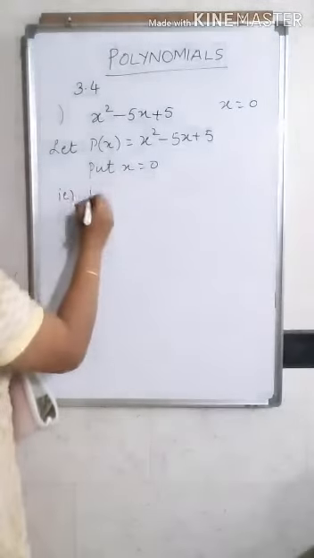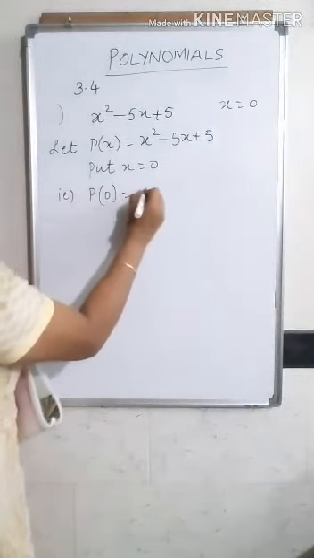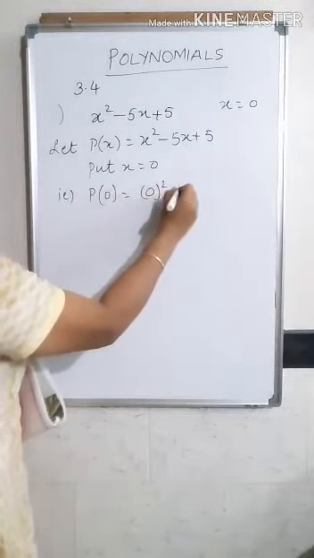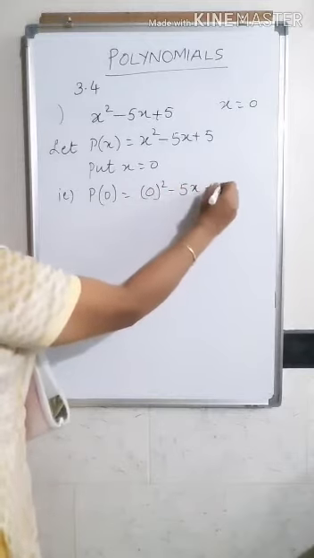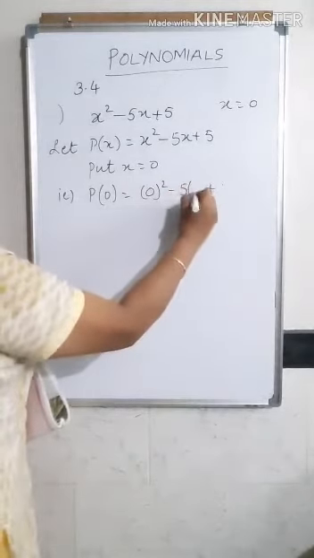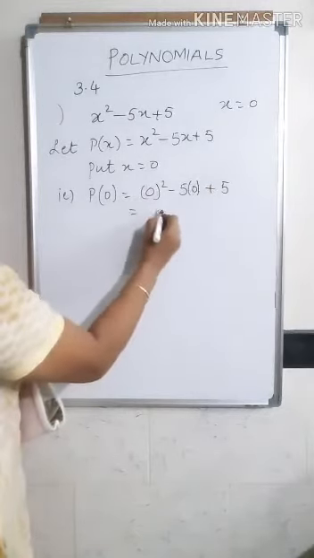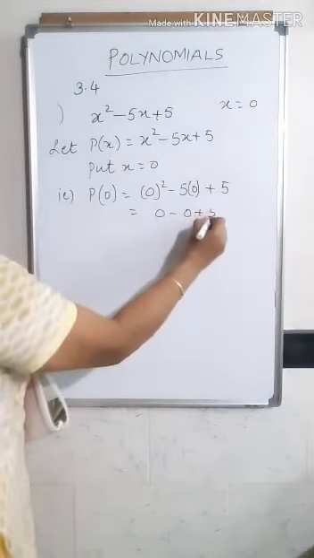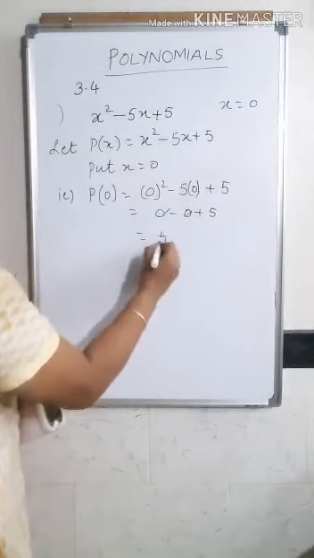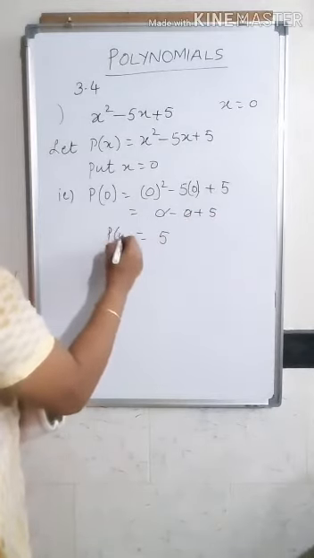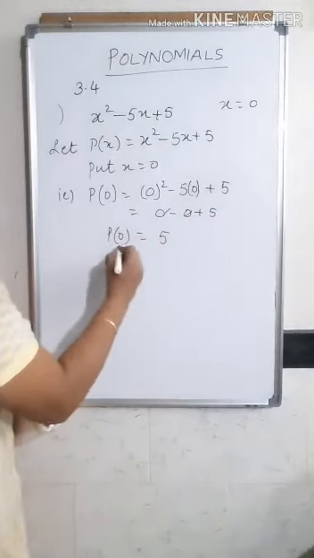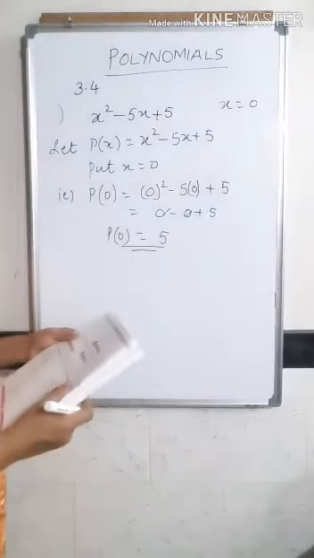So what you get here is p of 0 is equal to 0 square minus 5 into 0 plus 5. So you get 0 minus 0 plus 5. So the value of the polynomial when x is equal to 0 is 5. Only this much you have to do.